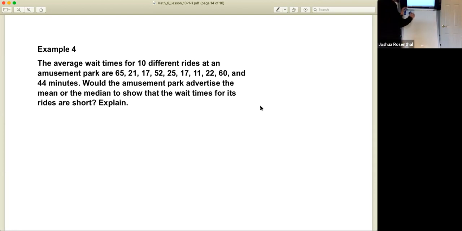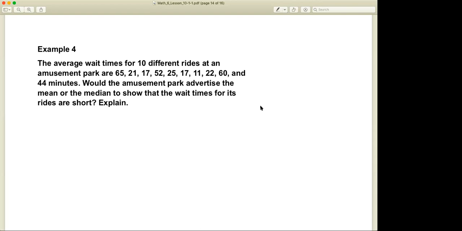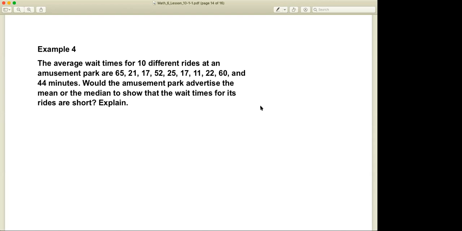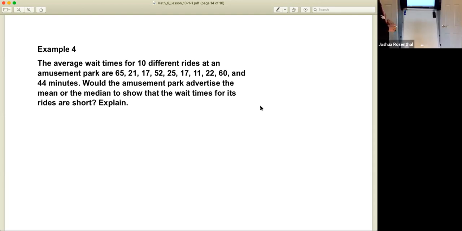It's more important what we're talking about than the actual problem, because why this is important gives you an idea of how to actually use statistics. Okay, average wait times for 10 different rides. Definitely the data is all over the place. You have 11-minute waits. Those are rides that somebody doesn't really want to go on too much, like the bumper cars. And then you have the premium rides, the new ride that everybody wants to go on, the roller coaster. Would the amusement park advertise the mean or the median to show that the wait times for its rides are short?